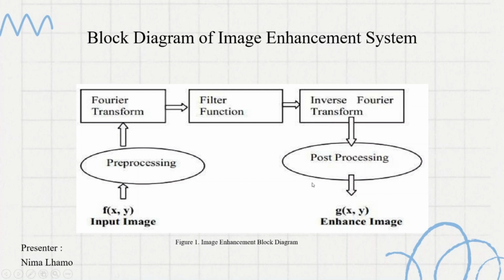Then, post-processing, which is also optional. Similar to pre-processing, some methods might involve post-processing steps after the main enhancement. This could involve sharpening the enhanced image. Lastly, it is the output image. This block represents the final enhanced image after processing through the different stages.